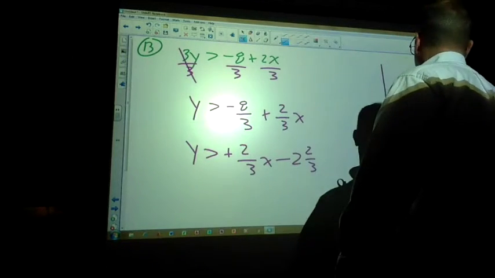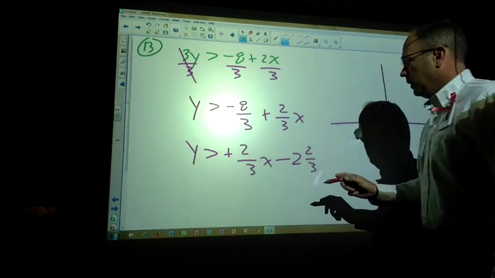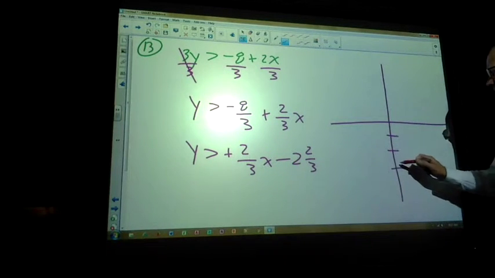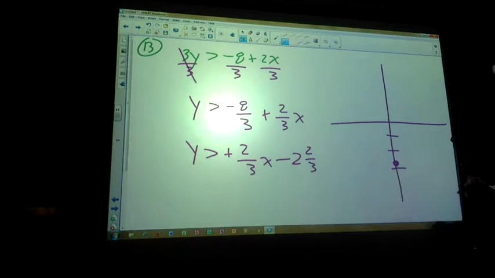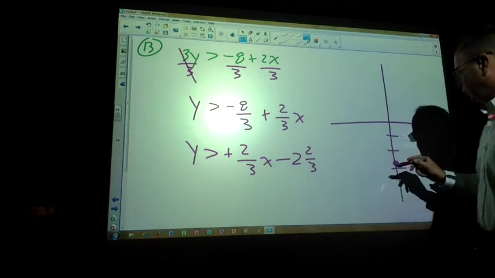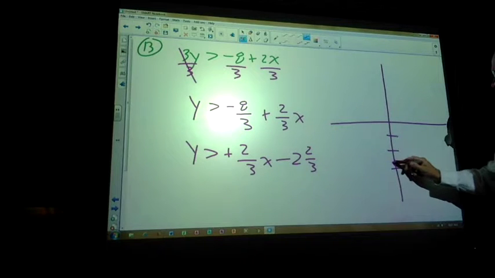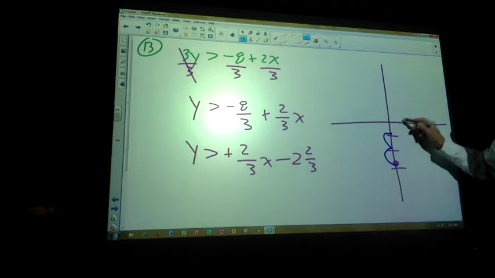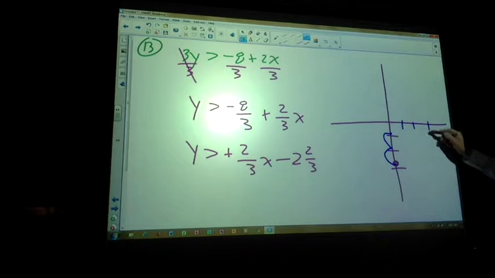I'll just draw it. So I have a y-intercept of -2 and 2/3. So 1, 2, 3. So that's like -2 and 2/3. Oh, that's a weird one to graph. So I'm going to go up 2. So there's 1, and there's 2, and then I'm going to go over 3. Is it solid or dotted? Dotted.